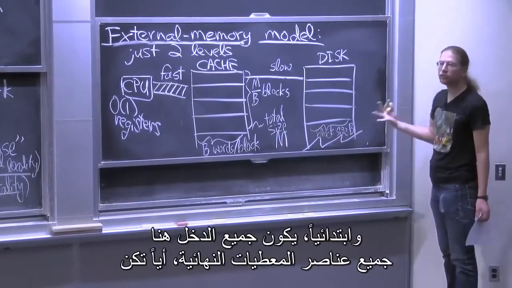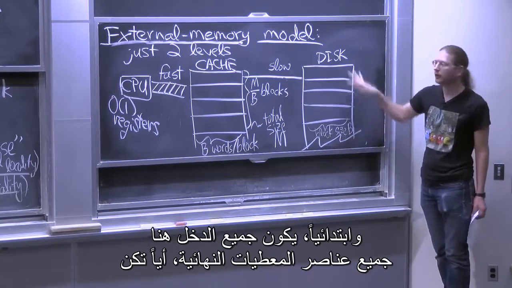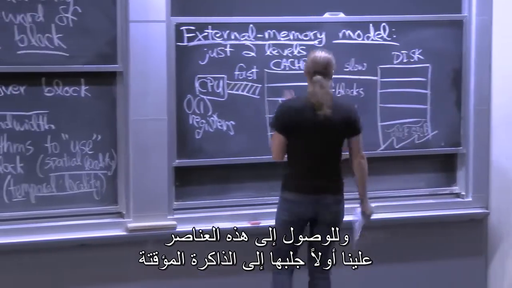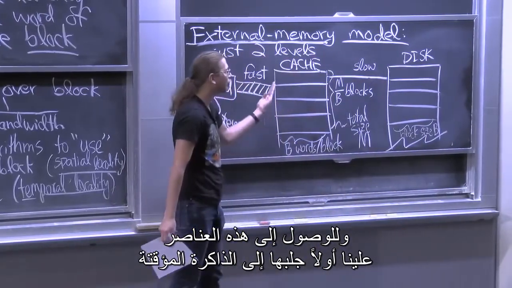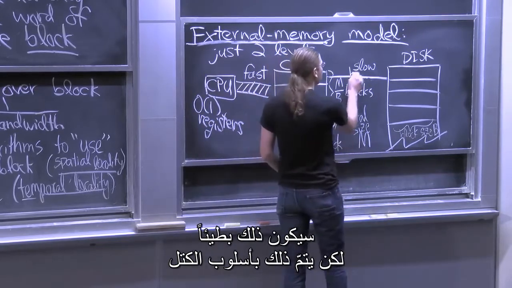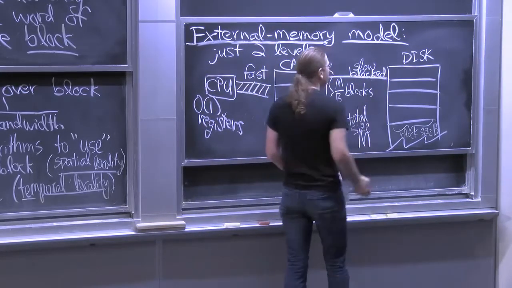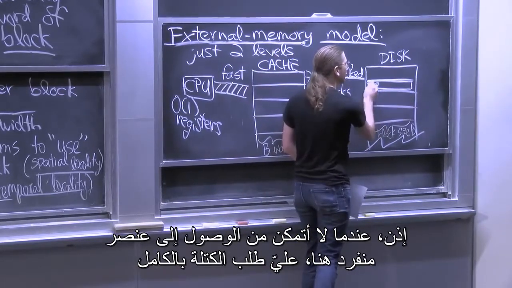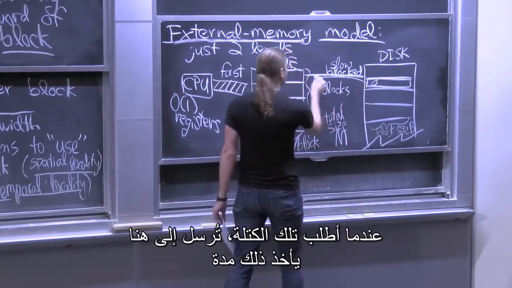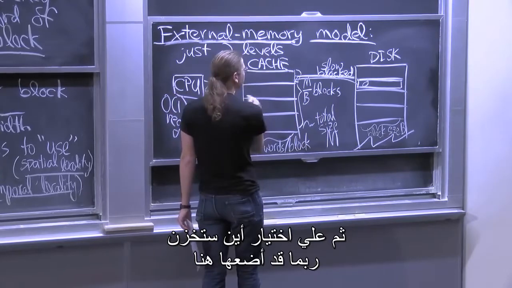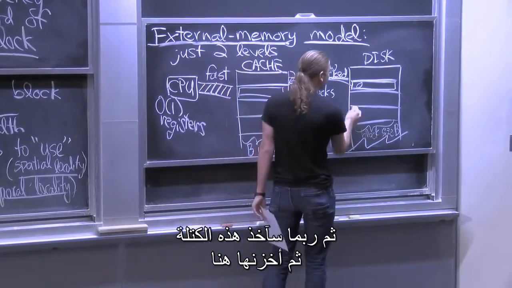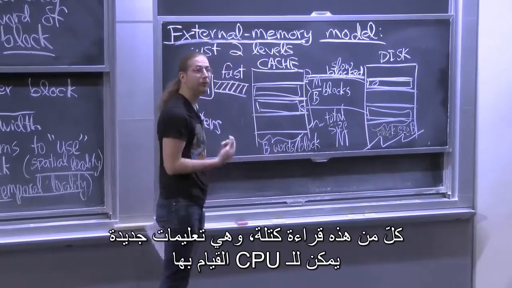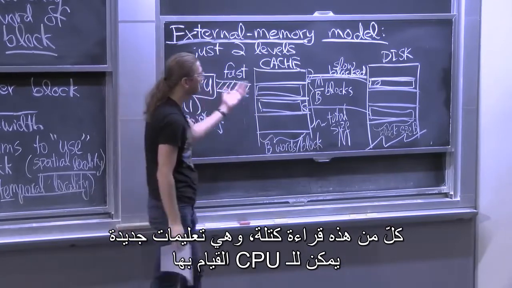And so initially, all of the input is over here. All of your n data items, whatever. Say you want to sort those items. And in order to access those items, you first have to bring them into cache. That's going to be slow, but it's done in a blocked manner. So when I can't access an individual item here, I have to request the entire block. When I request that block, it gets sent over here. It takes a while. And then I get to choose where to store it. Maybe I'll put it here. And then maybe I'll grab this block and then store it here. And so on. Each of those is a block read. So these are new instructions the CPU can do.